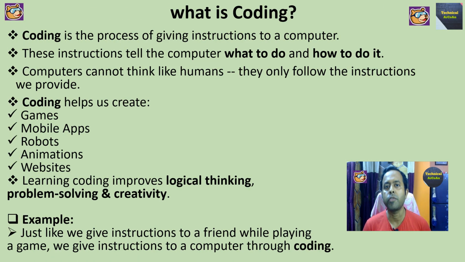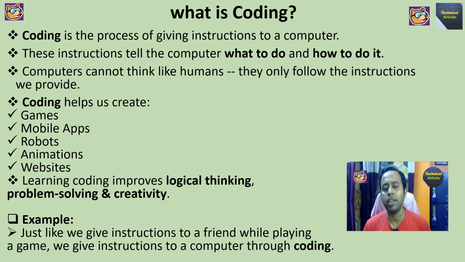Coding is the process of giving instructions to a computer. These instructions tell the computer what to do and how to do it, right? Computers cannot think like humans. They only follow the instructions we provide. Okay, coding helps us create games, mobile apps, robots, animations, websites. Learning coding improves logical thinking, problem solving, and creativity, right?